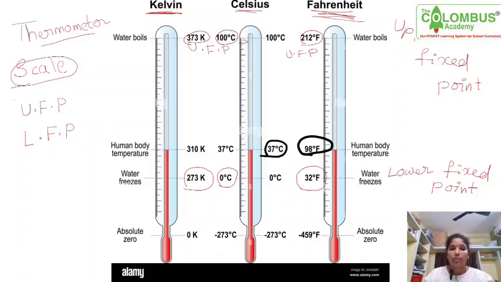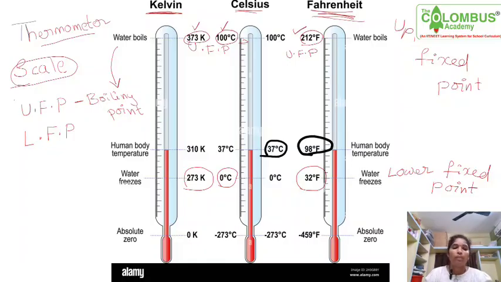What is this upper fixed point? It is called the boiling point of water, BP. See, the point at which water boils is called the upper fixed point. So what is the water boiling point? 100 degrees Celsius. In Kelvin it equals 373, and in Fahrenheit it equals 212 degrees Fahrenheit.